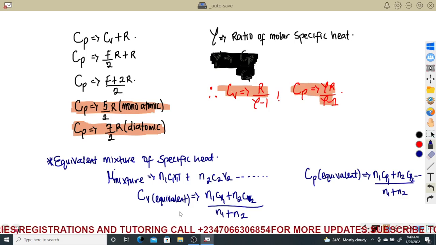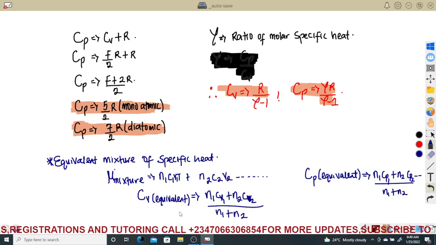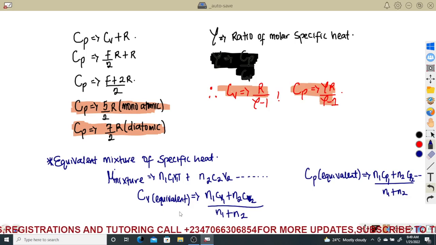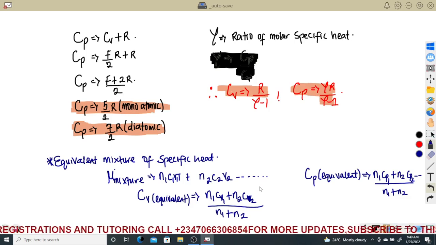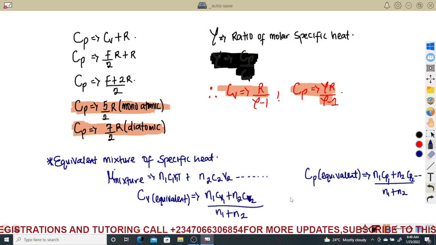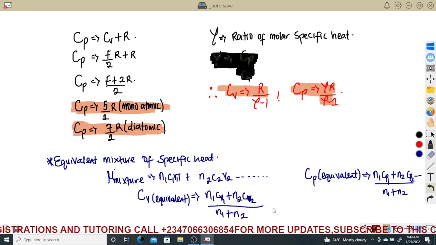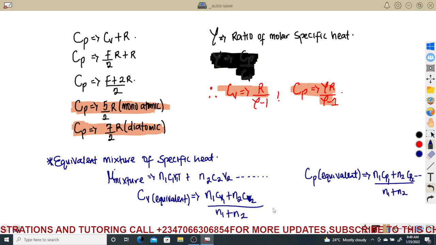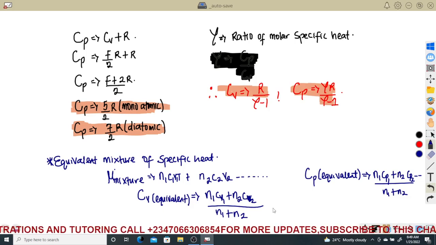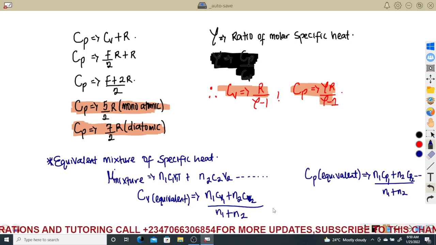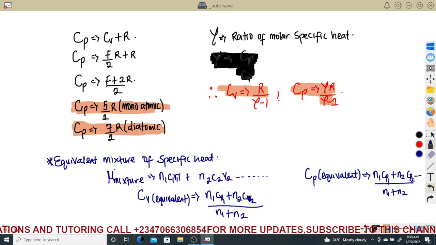When gases are mixing and their molar specific heats are changing, the way we get the equivalent molar specific heat is by N1C1 plus N2C2 over N1 plus N2. That is the way we do it. And if you want to do it in terms of gamma, it can also be done. It can be N1 plus N2 over gamma equivalent minus 1, like that. Whatever might be the case, just keep in mind N1C1 plus N2C2 over N1 plus N2. So this is the way we relate our molar specific heats when they are being mixed together.